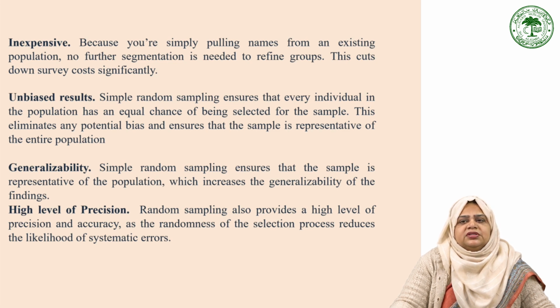Simple random sampling ensures that the sample is representative of the population, which increases the generalizability of the findings. This means that the results obtained from the sample can be confidently applied to the larger population, and this is another advantage of simple random sampling. Additionally, this method also provides a high level of precision and accuracy, as the randomness of the selection process reduces the likelihood of systematic errors. Overall, we can say that simple random sampling is a very important tool for researchers as it allows them to obtain reliable and generalizable results.